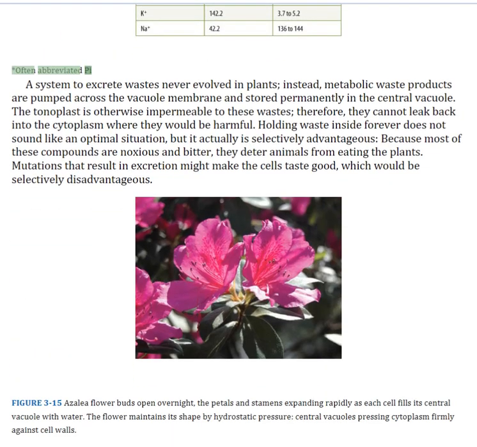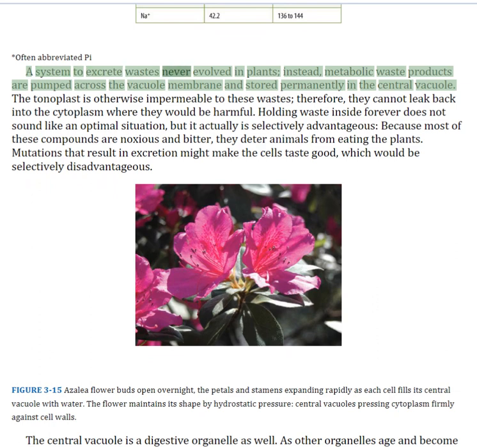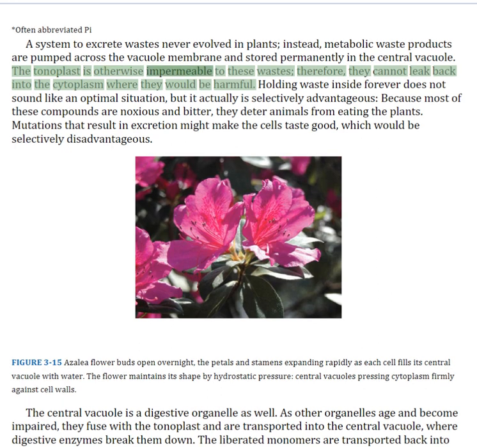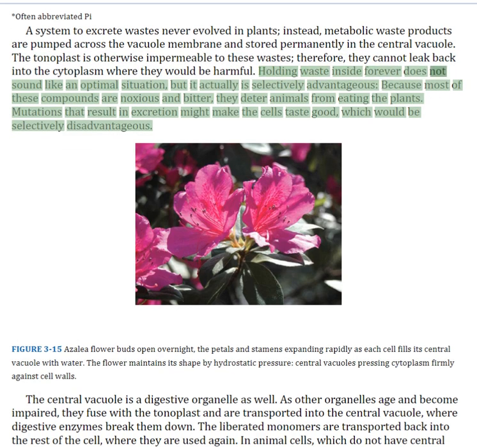A system to excrete wastes never evolved in plants. Instead, metabolic waste products are pumped across the vacuole membrane and stored permanently in the central vacuole. The tonoplast is otherwise impermeable to these wastes, therefore, they cannot leak back into the cytoplasm where they would be harmful. Holding waste inside forever does not sound like an optimal situation, but it actually is selectively advantageous. Because most of these compounds are noxious and bitter, they deter animals from eating the plants. Mutations that result in excretion might make the cells taste good, which would be selectively disadvantageous.